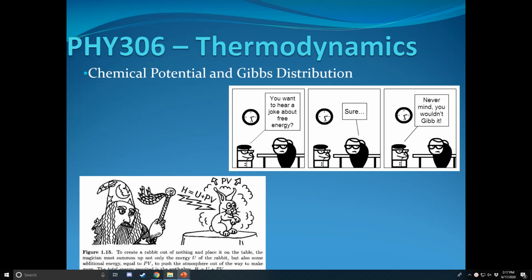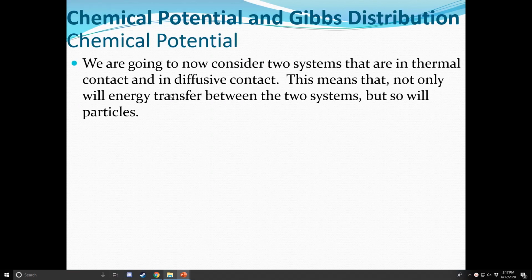Hey everyone, so we're going to be talking about the next part of this topic, which is all about chemical potential and the Gibbs distribution. Starting off with the chemical potential, we're going to talk about a system where they're not only in thermal contact, but also in what we call diffusive contact. This basically means that particles are now allowed to transfer between the two systems. That would pretty much make this an open system between the two objects, but it's still going to be isolated from the environment.